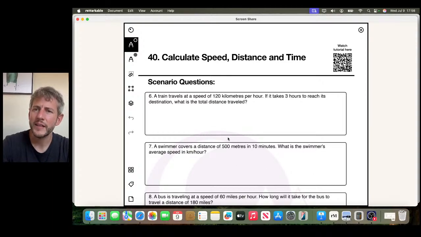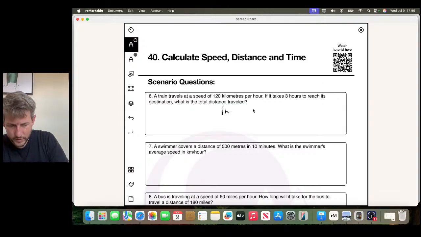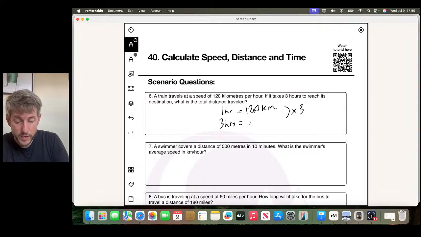Okay, so what we've got here is a train travels at a speed of 150 kilometers per hour. If the train takes 3 hours to reach its destination, what is the total distance travelled? Okay, so in 1 hour, they go 120 km. So that means in 3 hours, they'll do that 3 times. 3 times 120 is 360 km. So the total distance travelled is 360 kilometres.